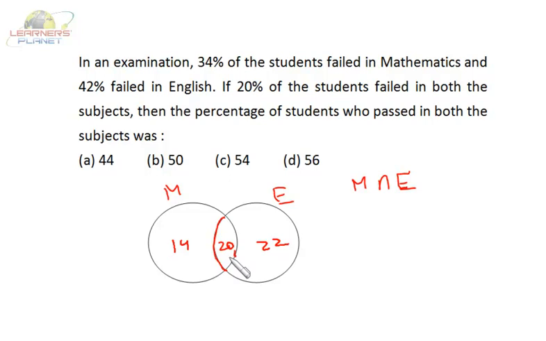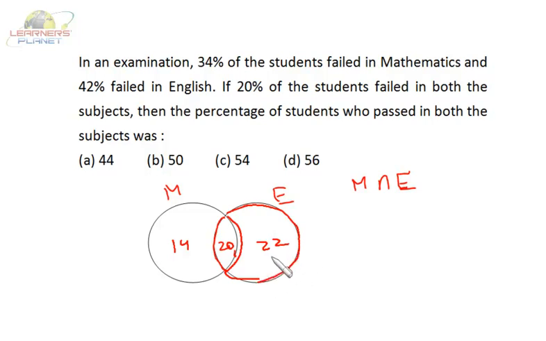So various questions are asked on this concept. Suppose you are asked how many students failed only in mathematics. That means 14% students failed only in mathematics. 22% students failed only in English. That this portion is only English.